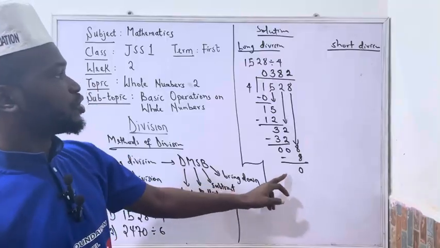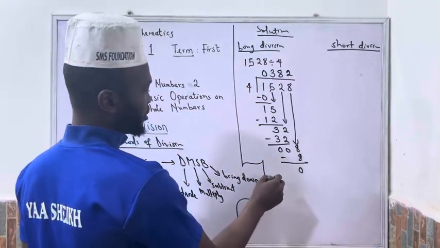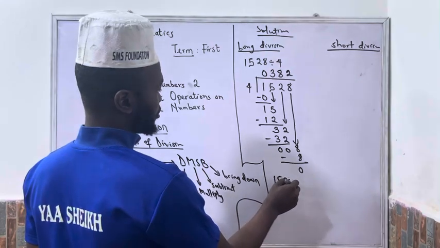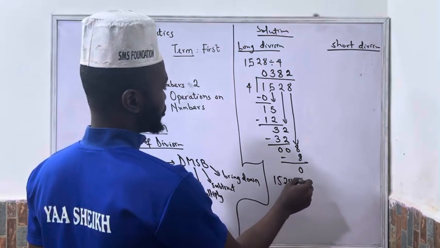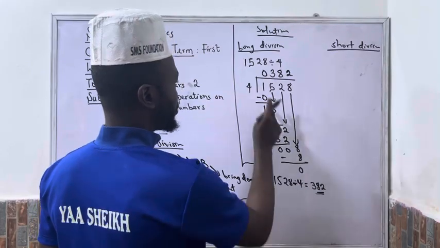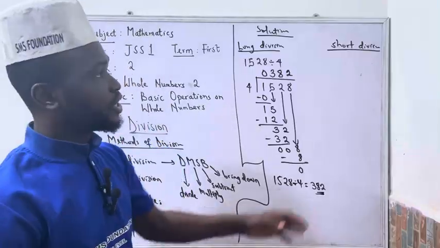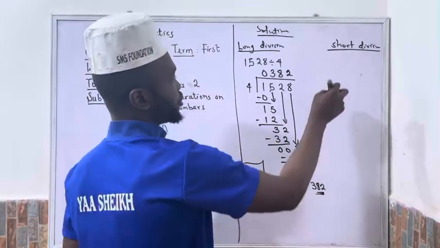So that means the result for 1528 divided by 4 is equal to 382. You can remove the 0 when you are writing the answer. Very good. Now, let's go for short division.